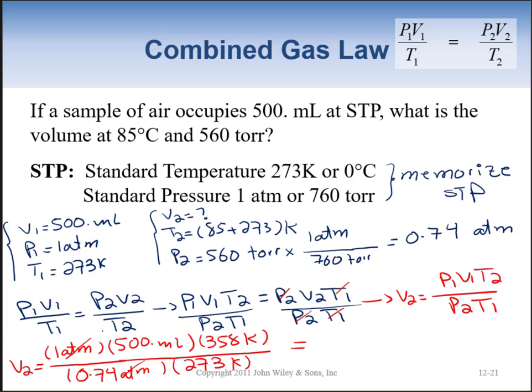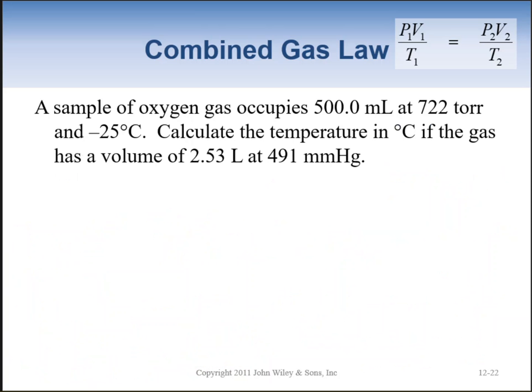Now atmosphere and atmosphere cancel out, Kelvin and Kelvin cancel out, so we end up with only the unit of volume. That tells me that my setup is correct. And V2 is 886 milliliters. So let's do one more example for the combined gas law.